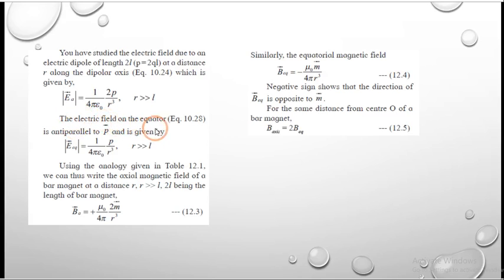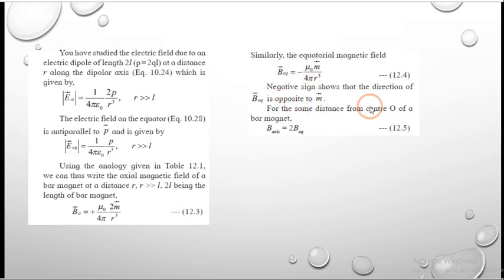The electric field on the equator is antiparallel to p and it is given by E equatorial is equal to 1 upon 4 pi epsilon naught, p upon R cube, again when R is greater than L. Now we can write the axial magnetic field of a bar magnet at a distance R: B axial is equal to plus mu naught upon 4 pi, 2m upon R cube. Similarly, the equatorial magnetic field is given by B equatorial is equal to minus mu naught upon 4 pi, m upon R cube.